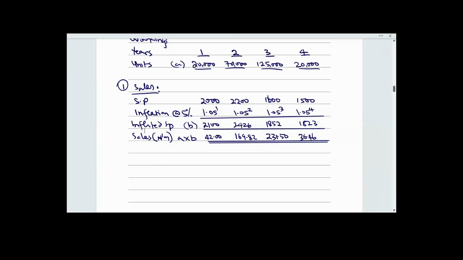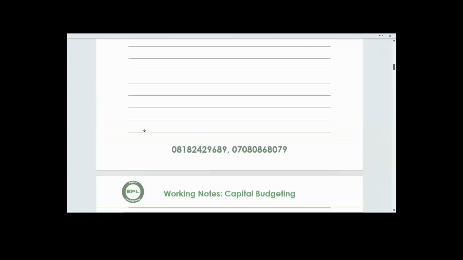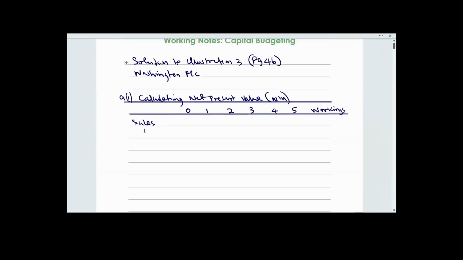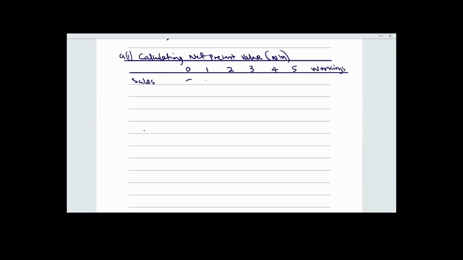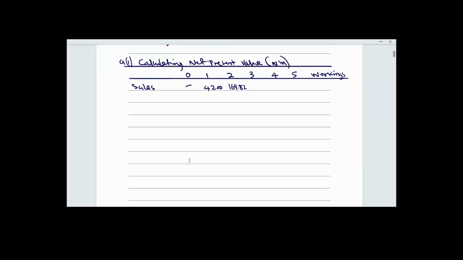The first year is 42. All right. Dash. Here is 42.00. Here is 169.82. And the third year, what's the third year figure? 231.50. And the fourth year, 36.46. In year 5, put dash. This is working number 1.